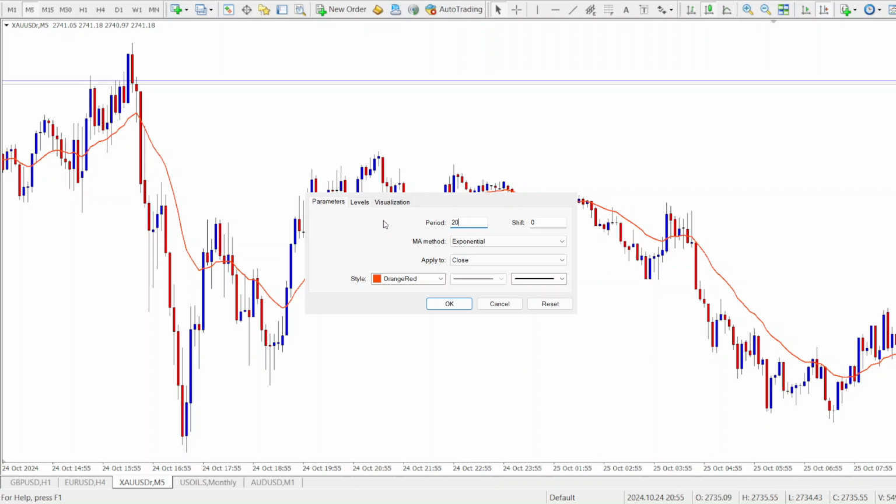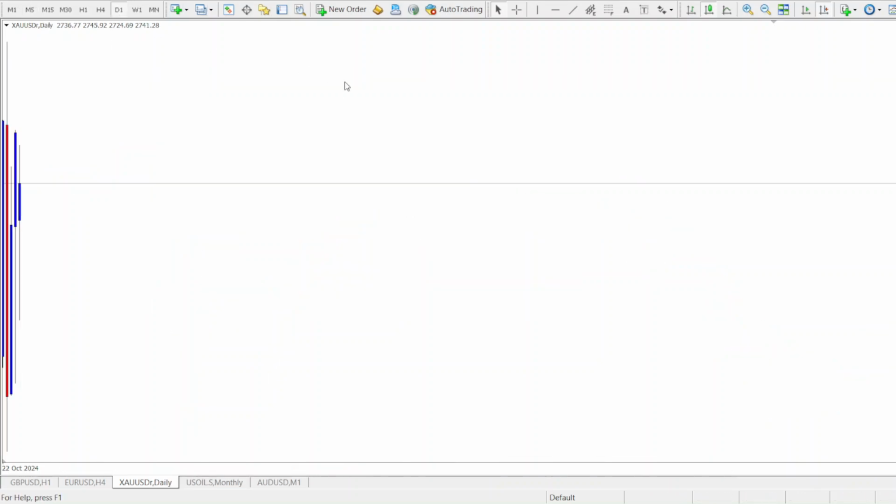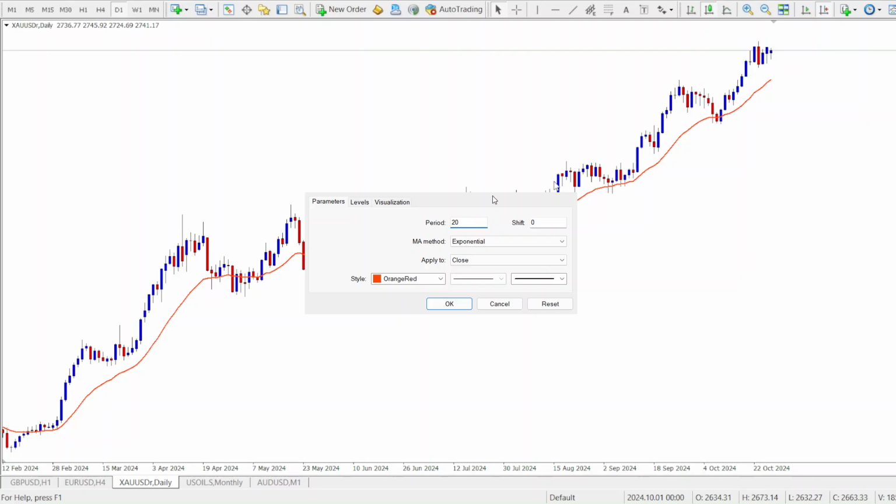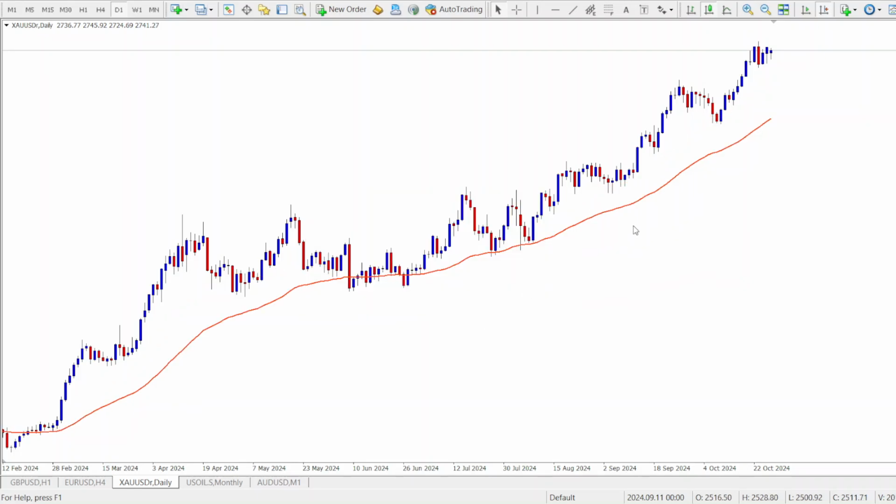For example, in these particular settings, we have 20 period, and say we are on the daily time frame. It means that it finds the average price of the asset, which is gold in this case, XAUUSD, over 20 days, because the period is 20. So it finds the average price of gold over 20 days. If I change this to 50, it means it finds the average price over 50 days.